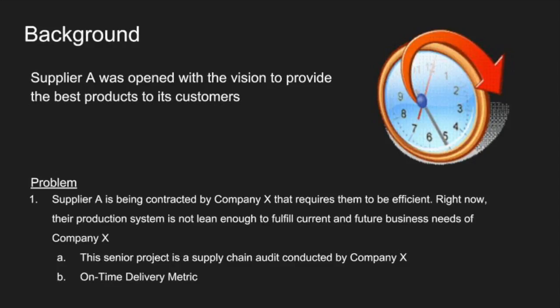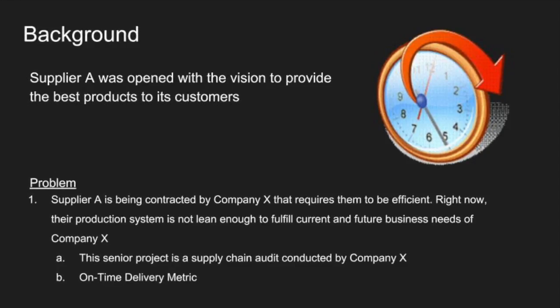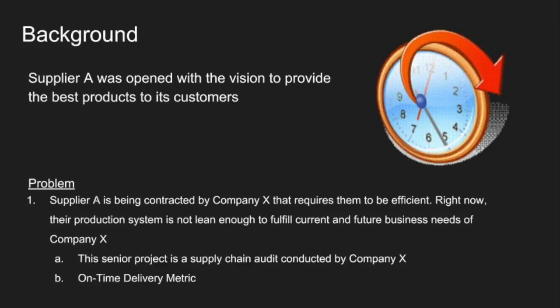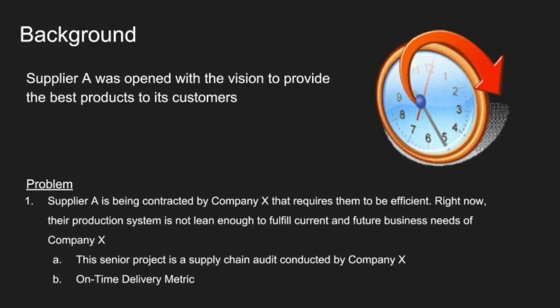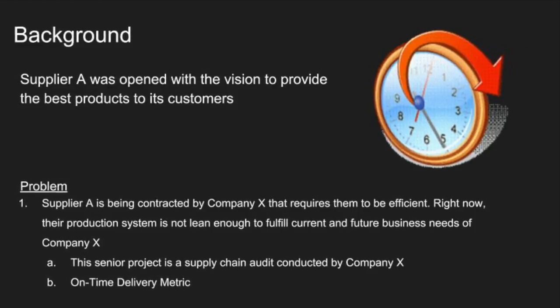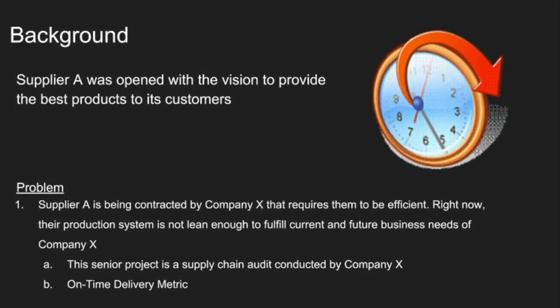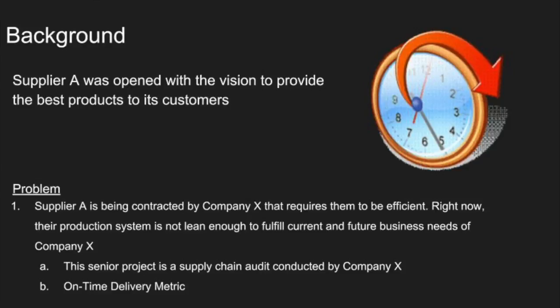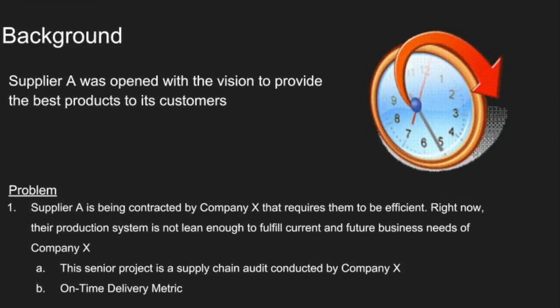Supplier A was opened with the vision to provide the best products to its customers. Supplier A is in the aerospace industry. Supplier A's cycle time to manufacture products is very lengthy, and Supplier A also lacks a production system to accurately maintain WIP and inventory levels.